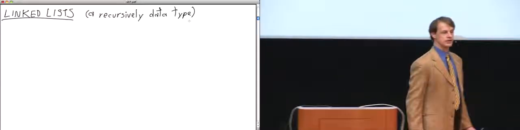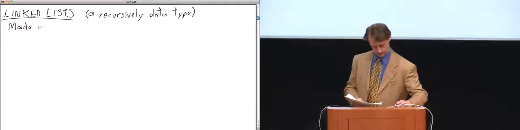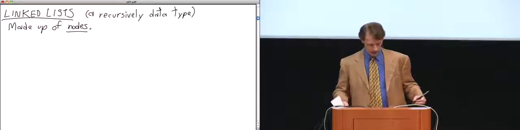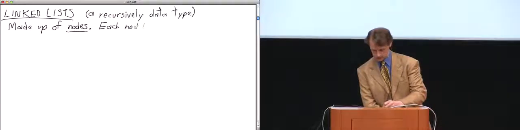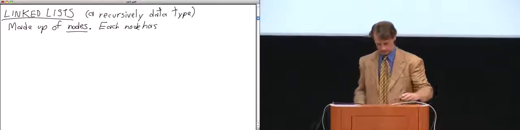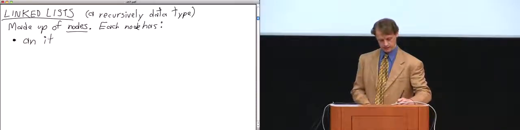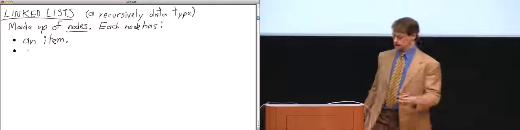But first, a quick description of what's going on here. A linked list is made up of what are called nodes. And a node basically has two components. First of all, each node stores one of the items in the list. And the second thing that's stored in every node is a reference to the next node in the list.